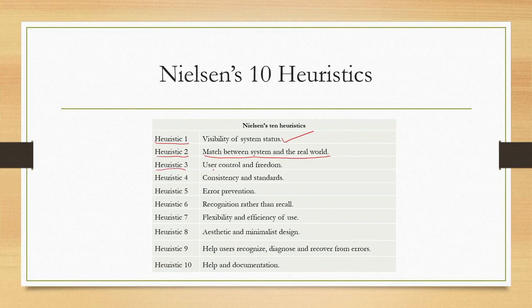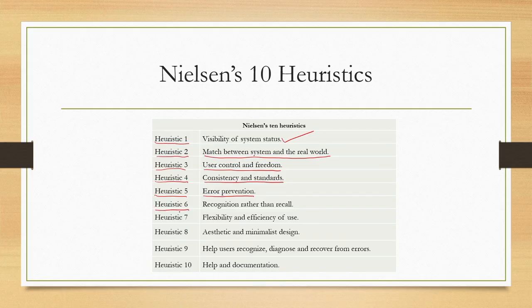Then heuristic 3 talks about user control and freedom, how the control and freedom are perceived by the user. Fourth heuristic talks about consistency and standards, whether the design follows consistency and follows standards. Fifth heuristic is regarding error prevention, whether the design that we are evaluating supports or aids error prevention. Heuristic 6 talks about recognition rather than recall. That means, whether it supports the user to recognize items on the screen rather than forcing the user to recall from memory before he or she can use the interface.